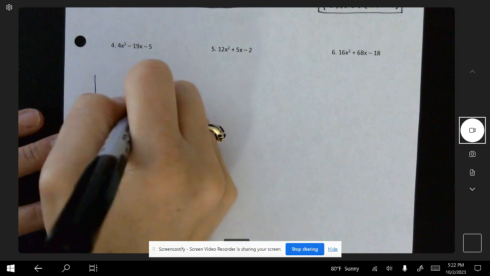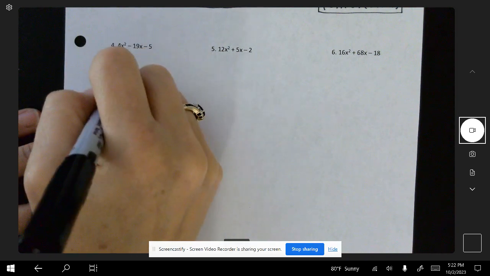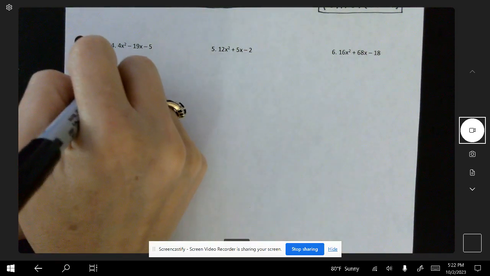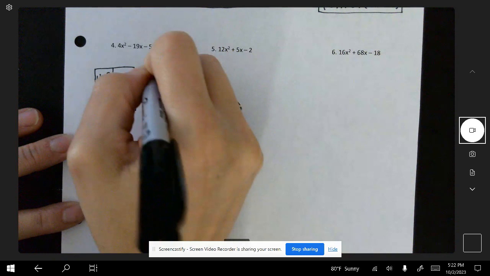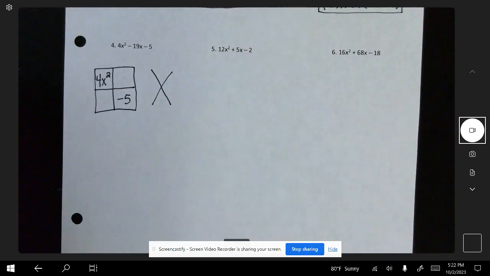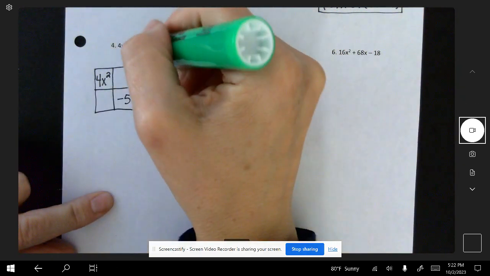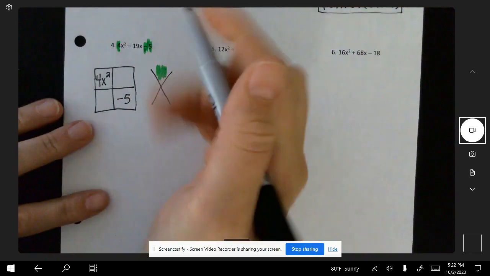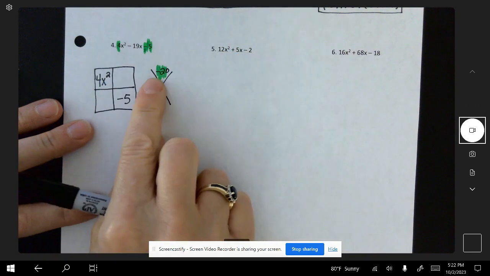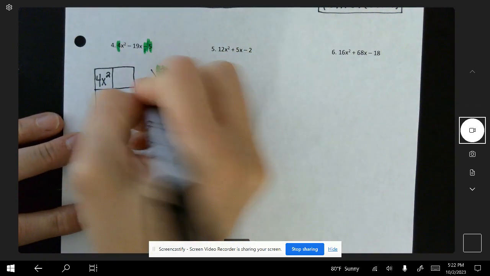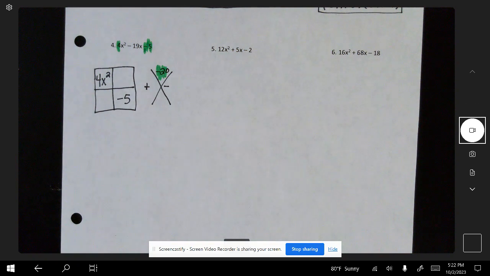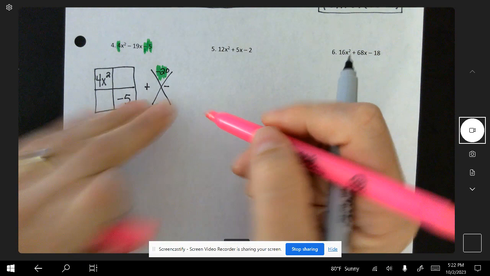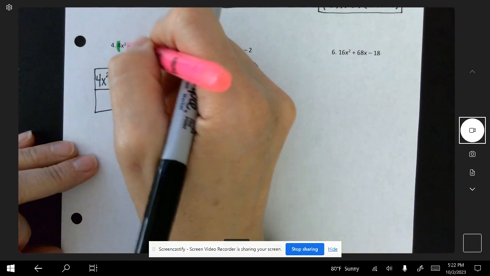So for this first one, 4, 19, and -5 have nothing in common, so we can't take out a greatest common factor. So we're going to put 4x squared minus 5. And again, remember, we're multiplying here. 4 times -5, that's going to give me a -20. To multiply to get a negative, that means one is positive and one is negative. And then my middle number that I need to, in this case, subtract to get is a -19.